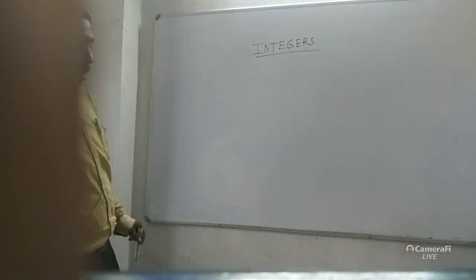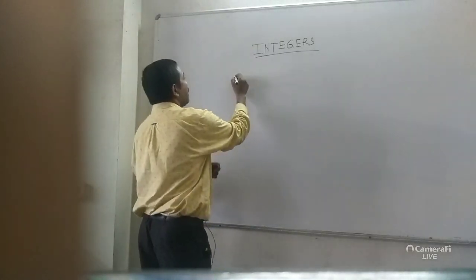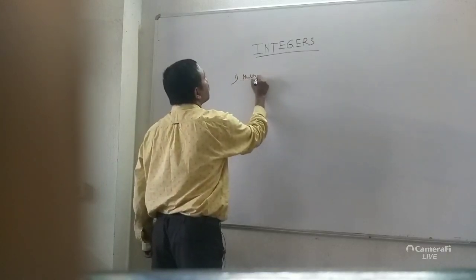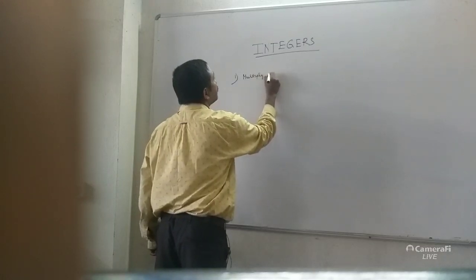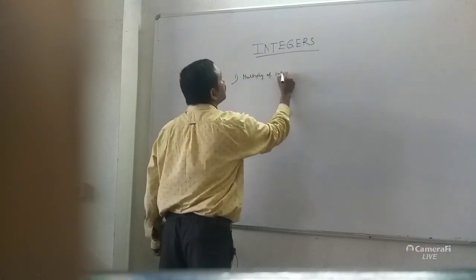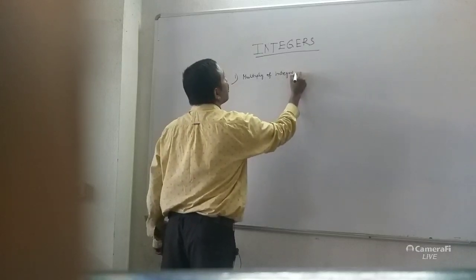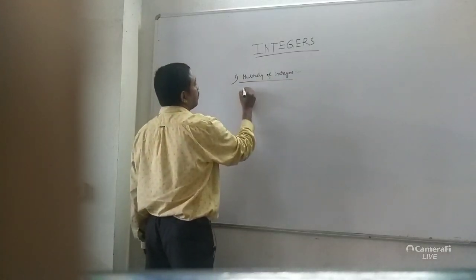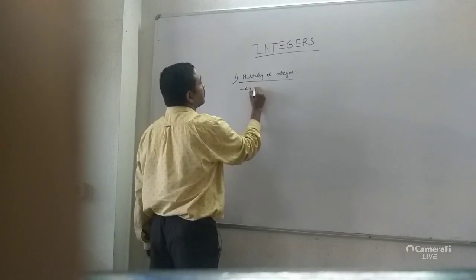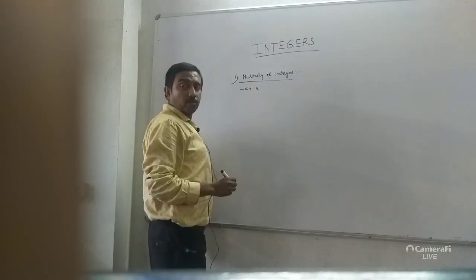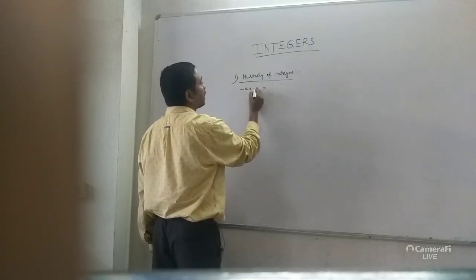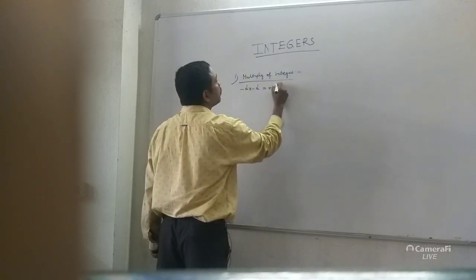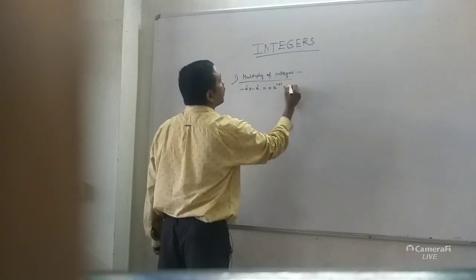Now next I will discuss the multiplication of integers. How do you multiply integers? Very important. Suppose minus a into minus a. So how do you multiply this? Minus into minus gives plus sign, and the power of a is 1, here the power is 1. Whenever you multiply you add the powers. So what comes? Plus a square.